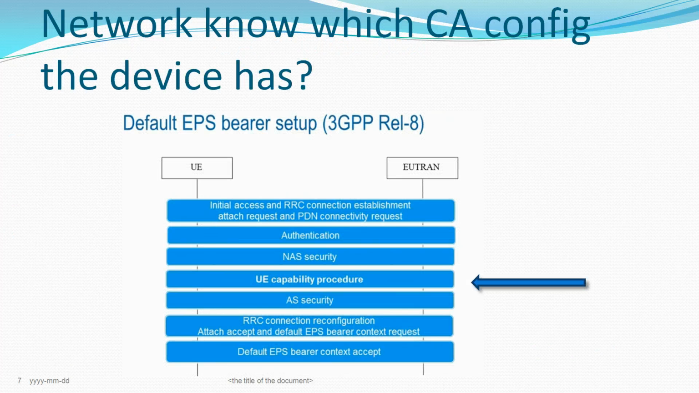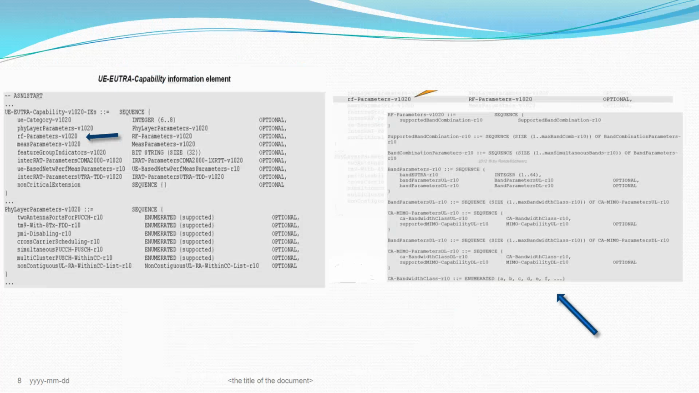So how does the network know which carrier-aggregation configuration the device has? To check this, you need to do a regular default EPS bearer setup according to 3GPP Release 8, and you open up the UE capability procedure message. There is an element within this message called RF parameters version 1020. If you open up this one, you have at the end something called carrier-aggregation bandwidth class of Release 10, and in this case it shows that the device supports A, B, C, D, E and F classes.